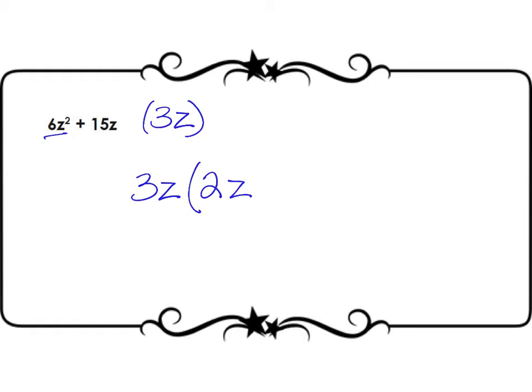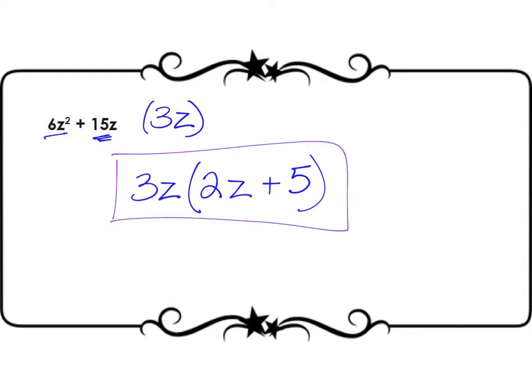For the second part, it's addition, so I'm going to go ahead and put my plus sign here. 3 times what gives us 15? 3 times 5. We already have the z here, so then it would just be 5. So this is our final outcome. This is factoring out the greatest common factor of 3z. Let me try to write it a little differently on the next one.